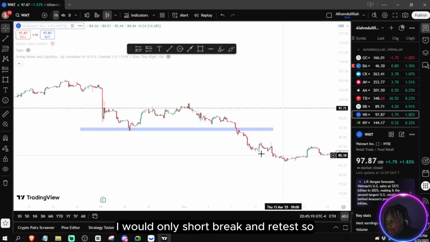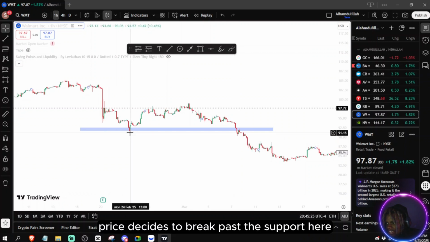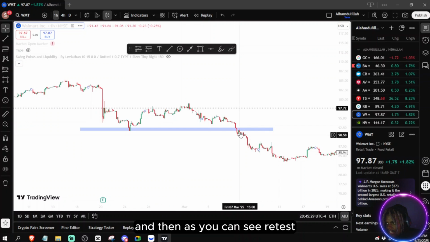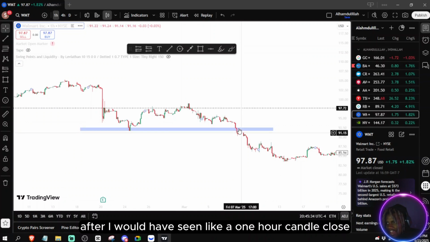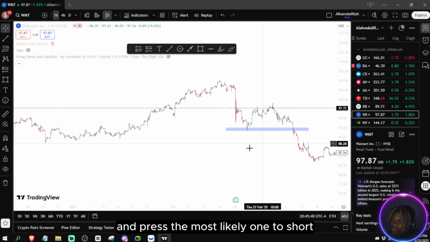In order for me to short, I would only short break and retest. So price decided to break past the support here. And then as you can see, retest, and then we trickle down. After I would have seen like a 1 hour candle close that price wants to go back down, then you can go ahead and enter there. Price will most likely want to short.